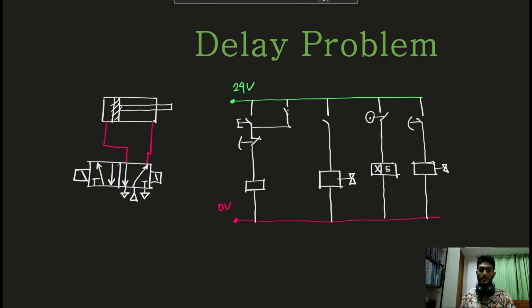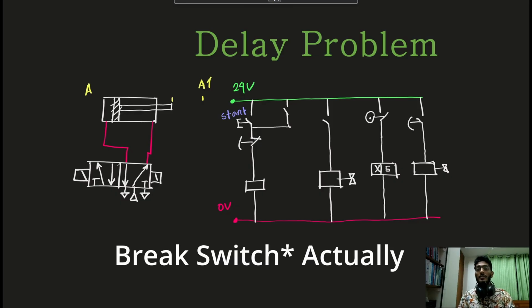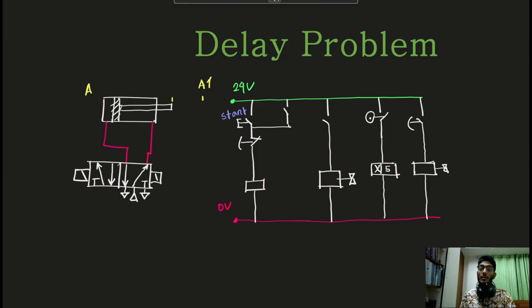Okay, so this is the circuit. Now identify them one by one. First, I have to make identification. So this is the initial position and this is, suppose, the final position. And I will make the final position A1 and this cylinder is A. Okay. Now this is my start push button and this is a make switch. And this make switch is operated by a timer and this is an on delay timer because of this symbol. We have a cross symbol here. So this is an on delay timer.